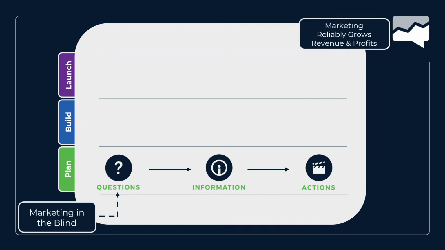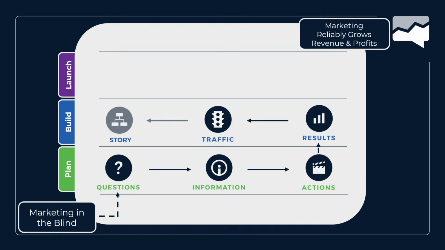Then, do your builds. Make sure that in your measurement build, you're properly measuring the results. You're making sure that traffic is identified so you know where the traffic is coming from. And it's connected in a way so that the traffic tells a natural story of which traffic is causing which results. Then you move on to the launch.